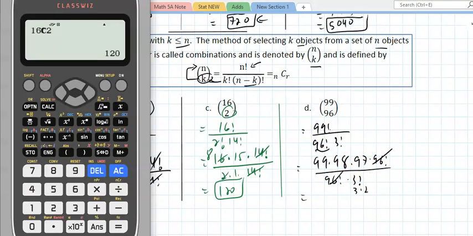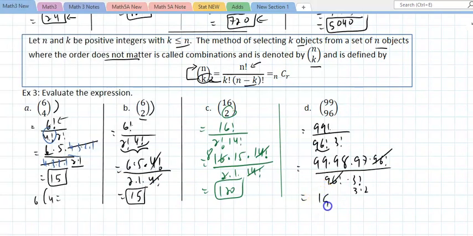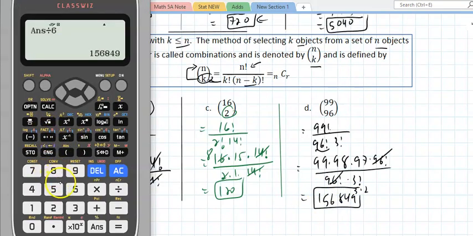I could do this by hand. I could use my calculator. 99 times 98 times 97 and divide that by 6. That is 156,849. Now, what if I decided to take 99 choose 96? There it is.